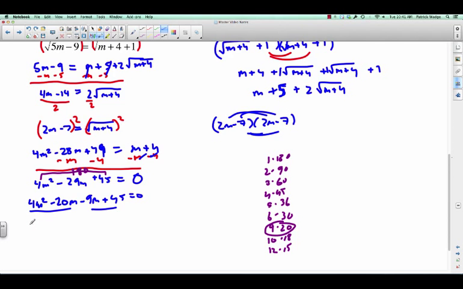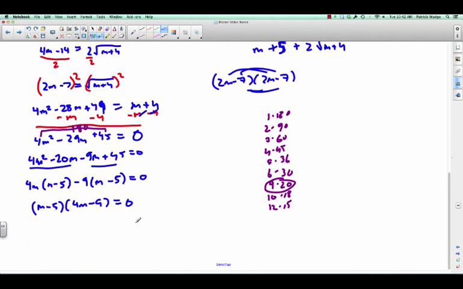Greatest common factor of the first pair is 4m. That leaves you with m minus 5. There's a minus sign. Greatest common factor of the second set is 9. That leaves you with m minus 5, right? Negative 9 times negative 5 equals positive 45. It worked. We got the same thing in both. So take that out as one factor. The other factor is 4m minus 9, and it all equals 0.